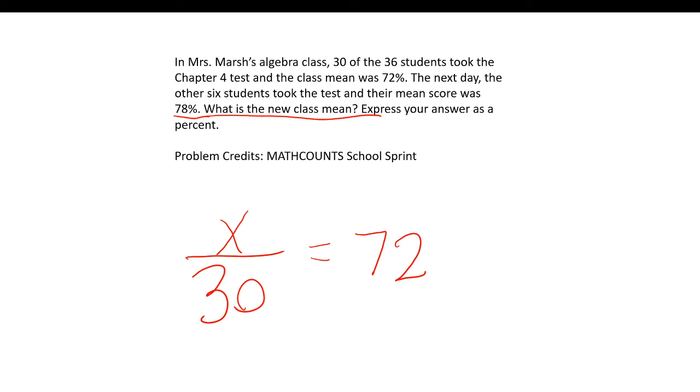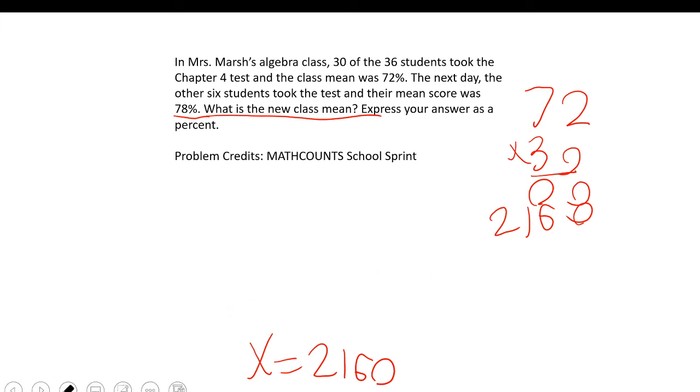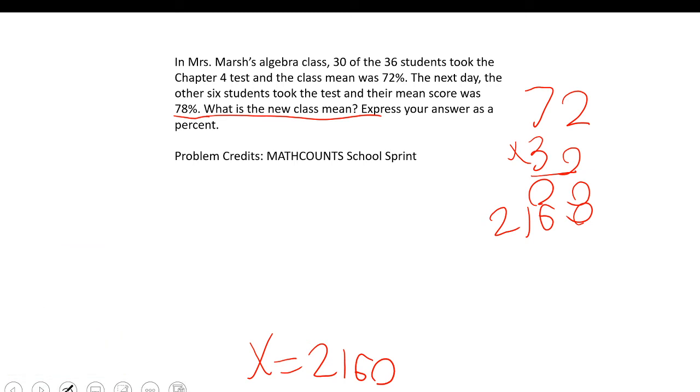x is equal to 72 multiplied by 30. Let's compute that. 72 multiplied by 30: 2 times 0 is 0, 0 over here, 2 times 3 is 6, 7 times 3 is 21. Alright, so we know that 2,160 is the sum of the scores of the 30 students.